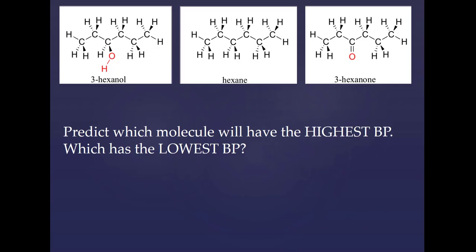All right, so I have three molecules here. Can you predict which molecule will have the highest boiling point and which will have the lowest boiling point? We can compare these because they're about the same size, and really we have the same carbon chain. We've just added a few things to it. So stop the video and see if you can figure it out.